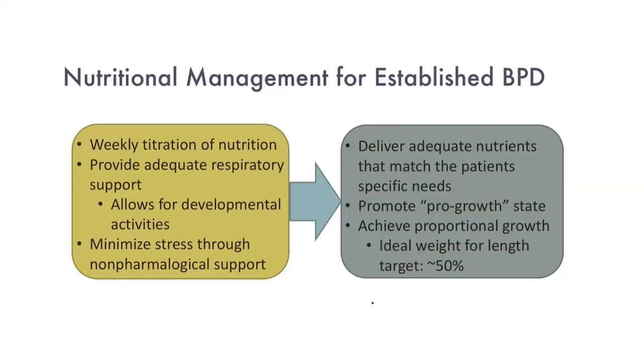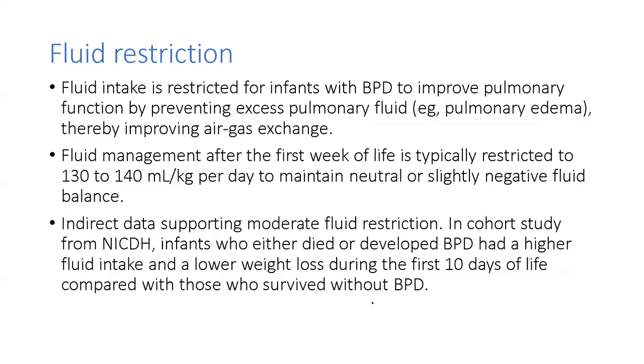So number one, we need to deliver adequate nutrition, promote growth, and achieve proportional growth. Ideal weight for length target is the 50th percentile. We discussed a little bit about fluid. Before we continue about nutrition, in the beginning when you manage the baby, in the first 5 to 6 days of life, the baby sometimes has a diuretic phase, so you need to go up on the fluid.